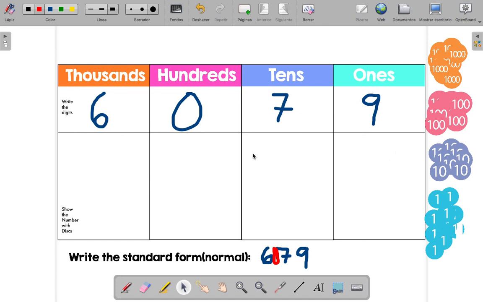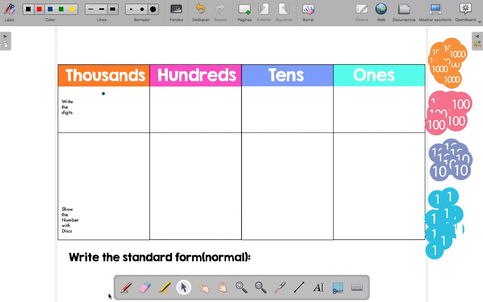Here you put 9 discs, 7 discs of 10. Here you don't put discs because we have 0. And here you put 6 of 1,000. Okay? So, let me erase and let's practice having a 0 in another place. So you see why it is important to write the 0. Now I'm going to say 8,407. So let's write it first. 8,407. Take 5 seconds to think if I put the 7 here or if I put the 7 here.